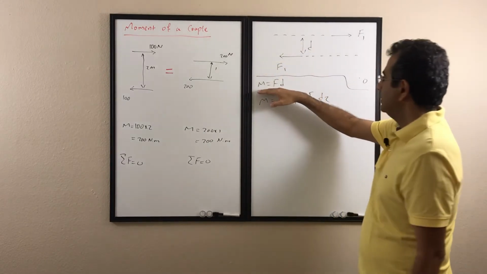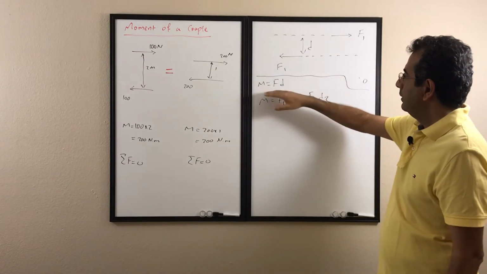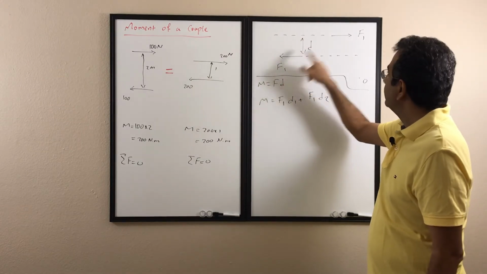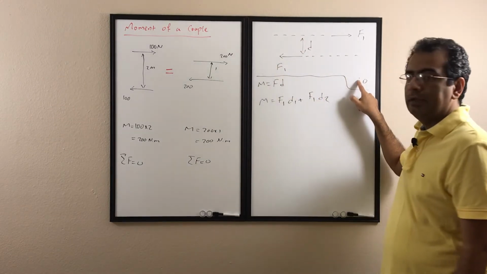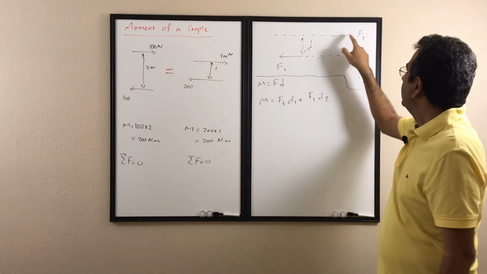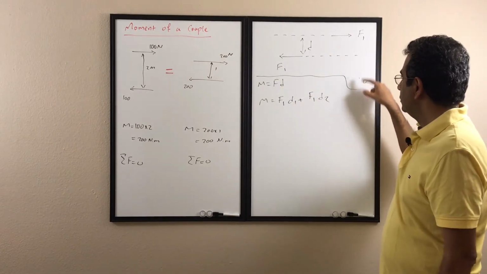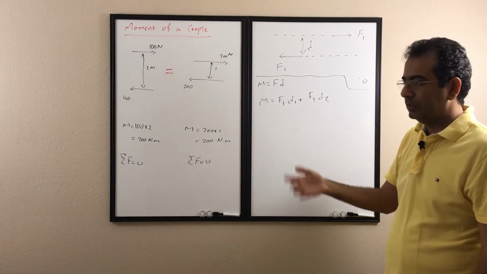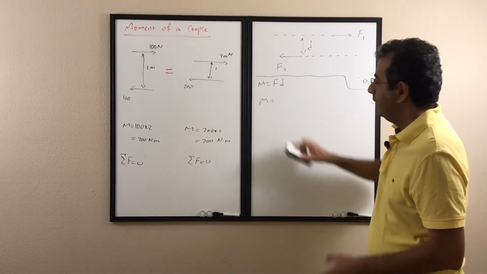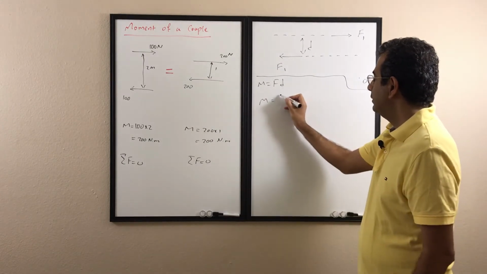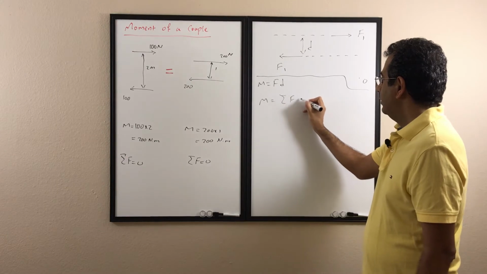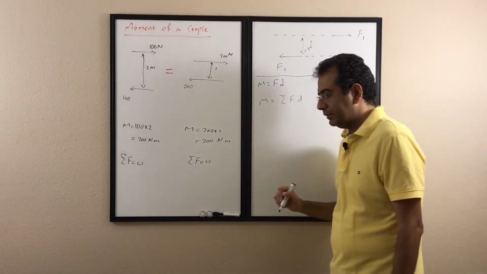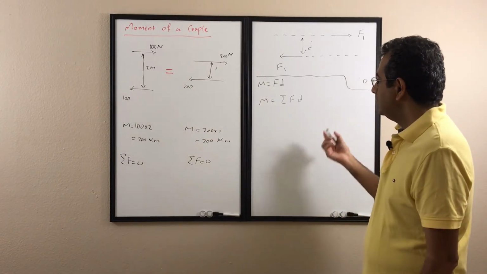So one point is that if you have the normal distance, use this equation. If you don't have the normal distance, calculate the moment of each of the forces with respect to any point, just F1 D1, F1 D2, using the distances for that. Add them, in other words calculate the moment for all the forces and add them together. So this is the second method that we can use for our calculation to get the moment.